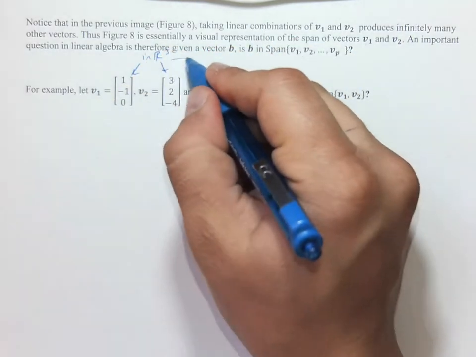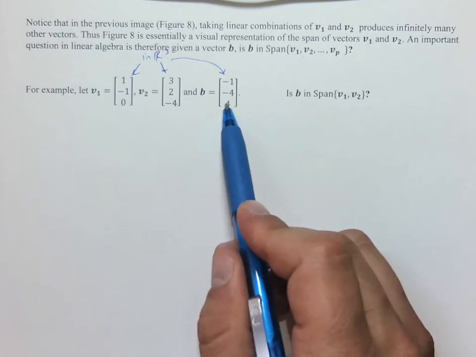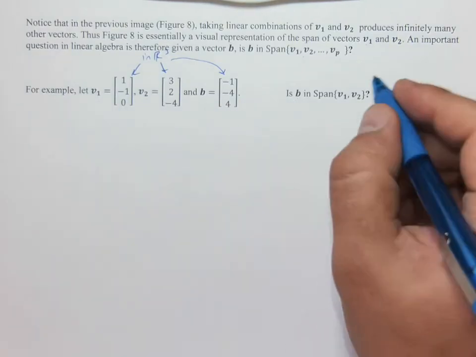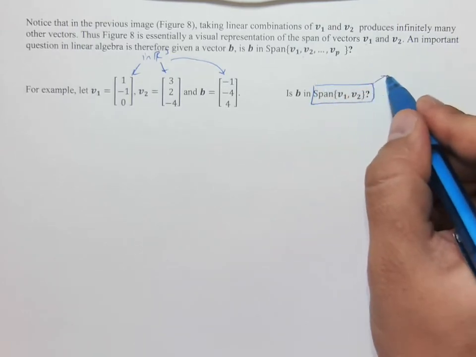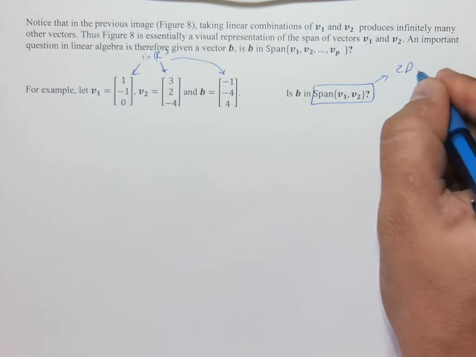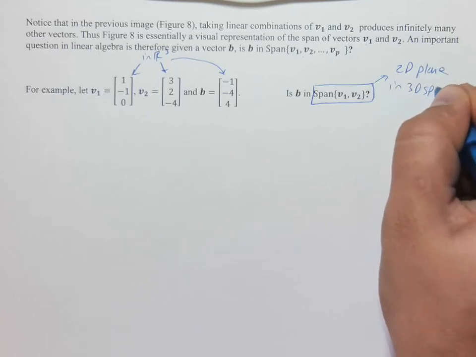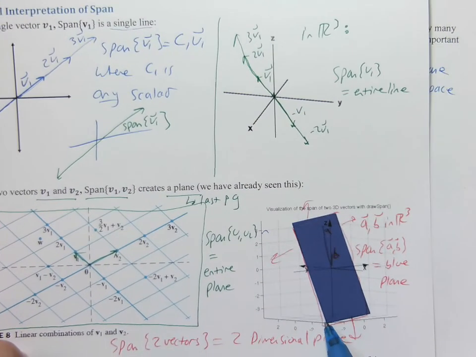Right, this one is 2. And the question is, is this vector B in the span of the other two, v1, v2? So just to be clear, this is two vectors, and so we just learned on the last page, this creates a 2D plane in 3D space. It's just like that picture. You can think about this picture as being exactly what we're thinking about.